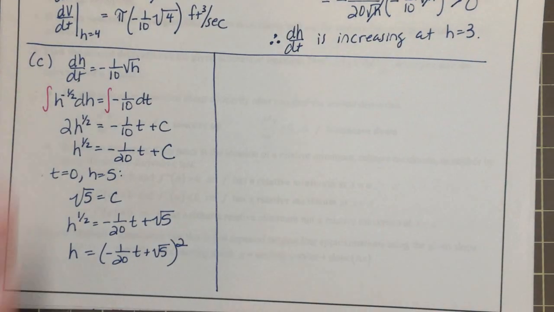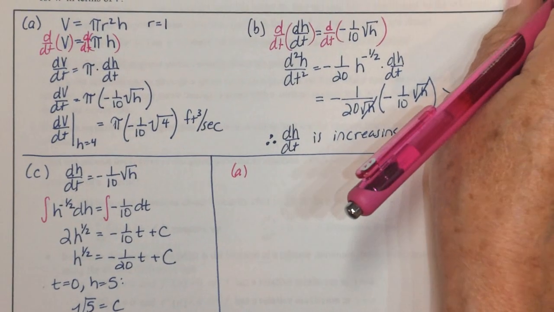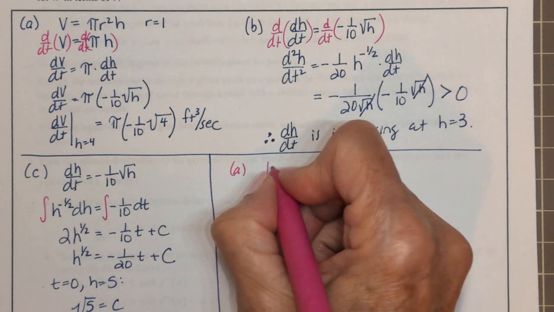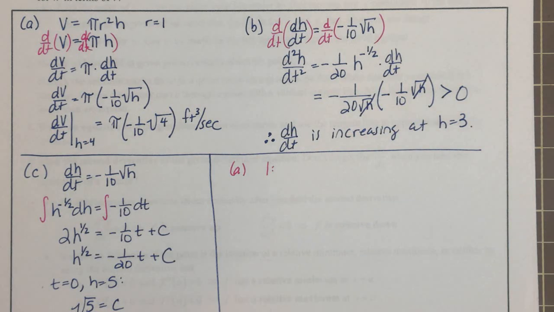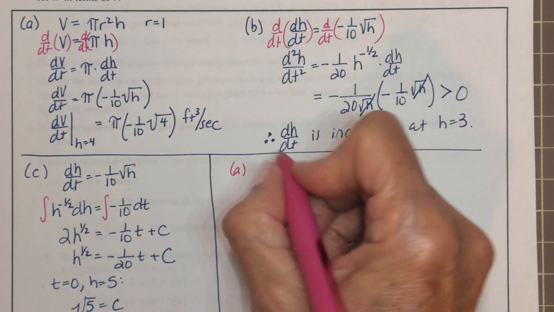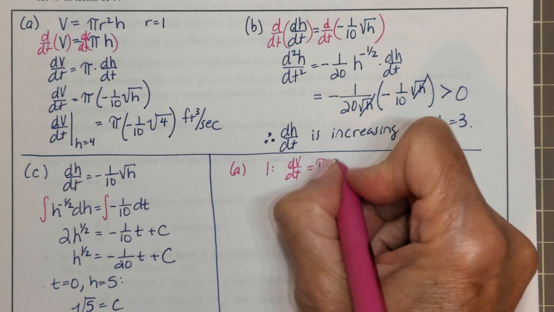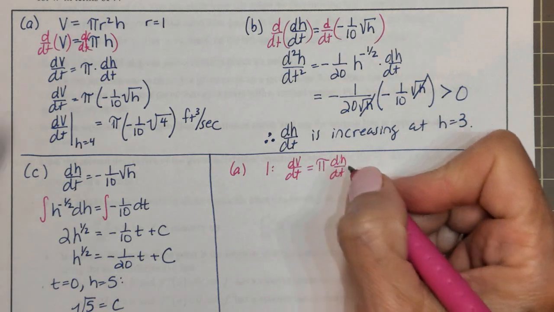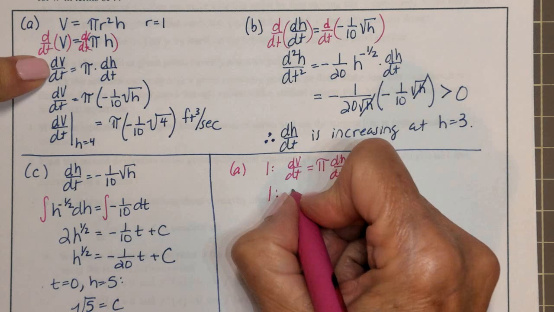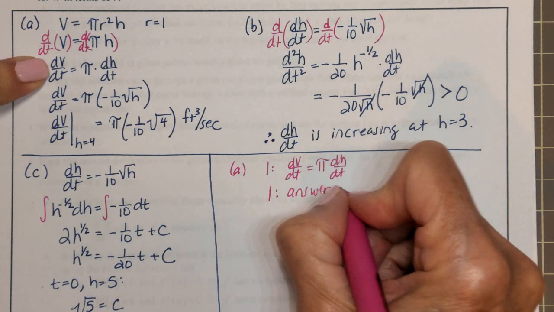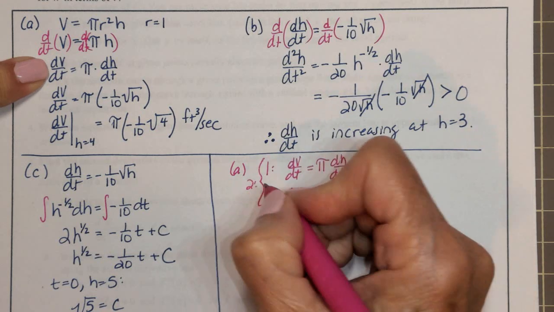Let's see how much each of these was worth. Part A. Part A, 1 point, I'm looking at the last problem. 1 point was for dV/dt is equal to pi dh/dt. So that very first step, 1 point for that. 1 point for the answer with units. Two points for part A.